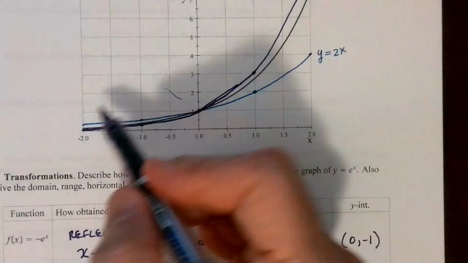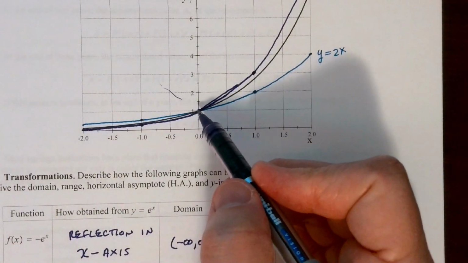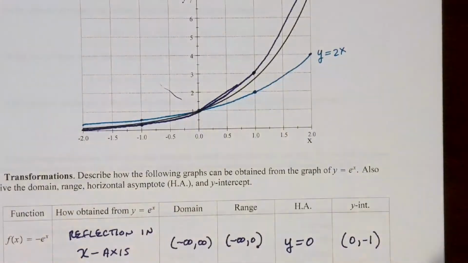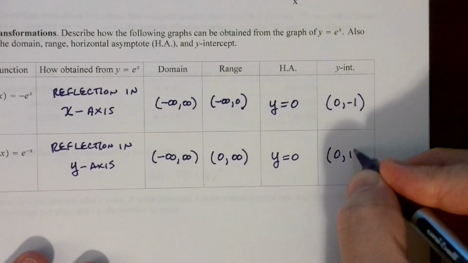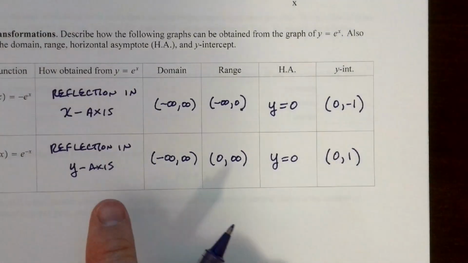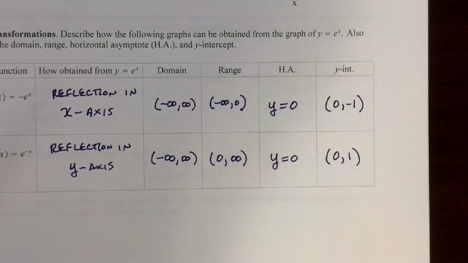And what about the y-intercept? Well, we reflect about the y-axis, that point doesn't change, so it's unchanged. So everything is unchanged. The only thing that's different is now the function's decreasing as opposed to increasing.